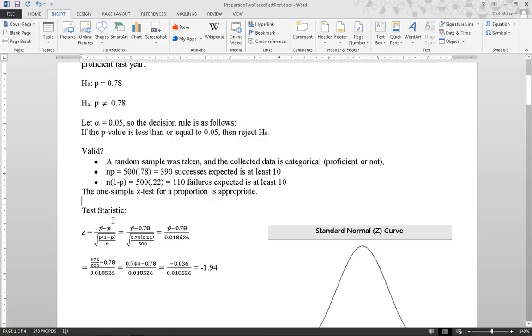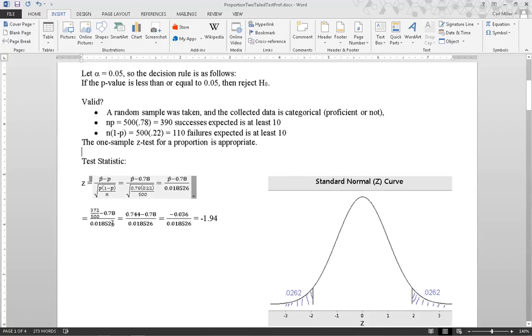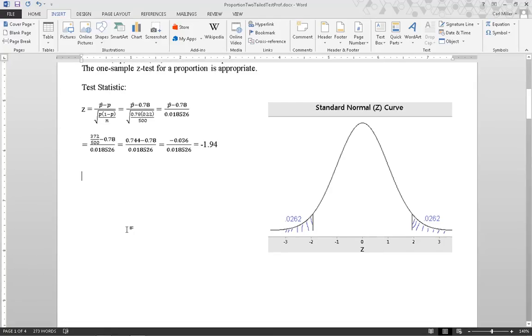Next is the test statistic. Now remember, the test statistic is the z-score calculated as p hat minus p in the numerator with the square root of p times 1 minus p over n in the denominator. You can see where all the values are plugged into the equation and then see that this leads to eventually getting a z-score of negative 1.94. So what we would do is sketch our standard normal curve, label the negative 1.94 both as a negative and a positive value.